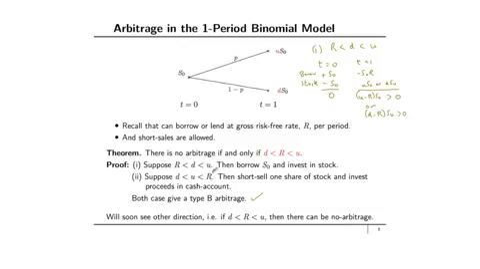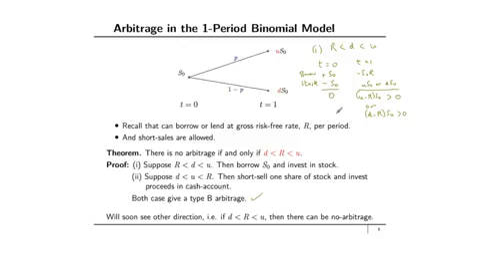In this case, if R is too large, then it suggests it might be a good idea to short sell the stock, take S0 in from short selling the stock, invest it in the cash account and earn R. And then at time t equals 1, you can buy back the stock for either D times S0 or U times S0, but in either case, you're going to have less than S0 times R. So you can do the same sort of argument to show that you'll also get a type B arbitrage in case 2.